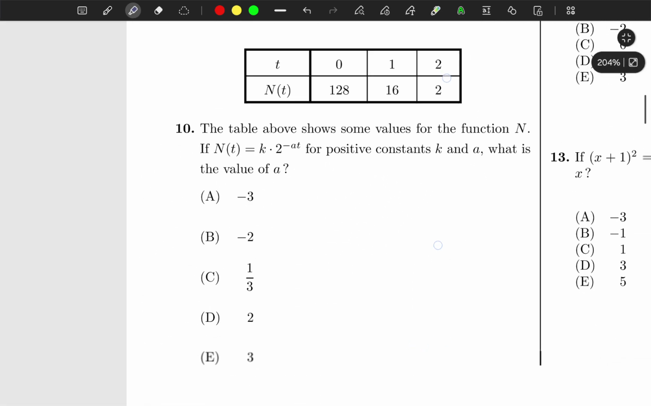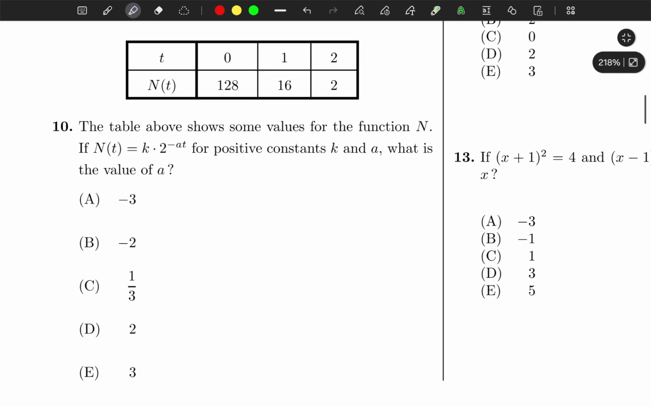So this is the next question over here. The table shows some values for the function n. If function n of t is equal to k times 2 raised to minus at for positive constants k and a, what is the value of a? Alright, so we have an exponential function over here. To be precise, it's negative. It will be going downwards. So what is the value of a?